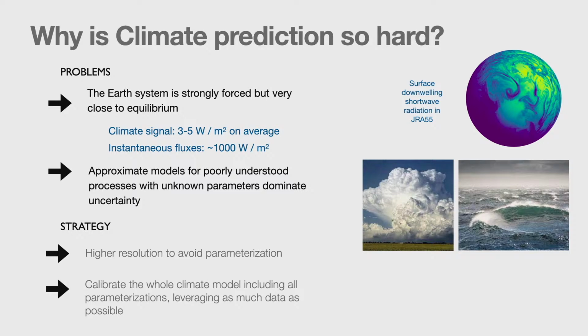It's just that climate prediction is a very hard task. And it's hard for two main reasons. The first one is that our tolerance for error is extremely low. We are trying to predict a signal that is about 3 to 5 watts per meter squared on average, when the Earth system is forced instantaneously by fluxes that have values upwards of 1,000 or 2,000 watts per meter squared. So basically, these very complicated machineries have to predict consistently a very, very tiny residual, and have to do it very well for hundreds of years to be able to do accurate predictions. And this in itself is a very challenging task.